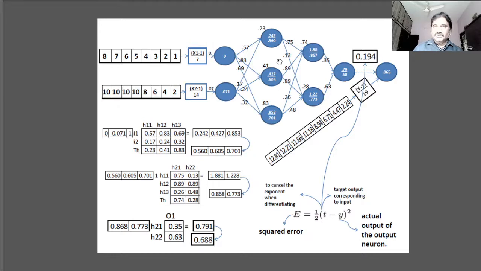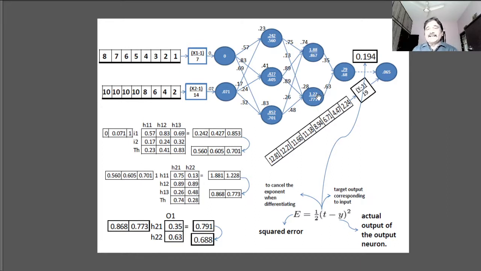Now these values will be the input to this layer. Now 0.560, 0.605, 0.701 and lastly 1, that I forgot to put in a bracket. The 1 is still there. So what you will be doing now, just check here: you will again have the matrix of the weights between all these neurons and the next layer.